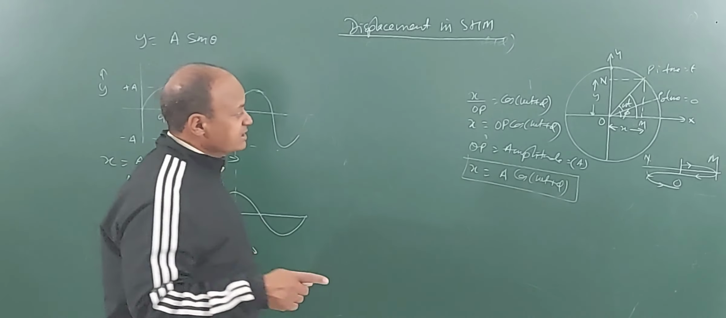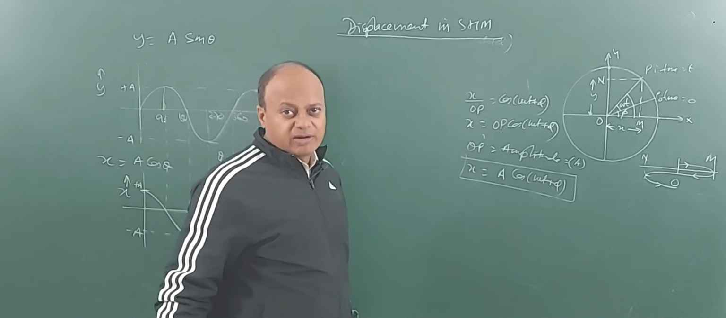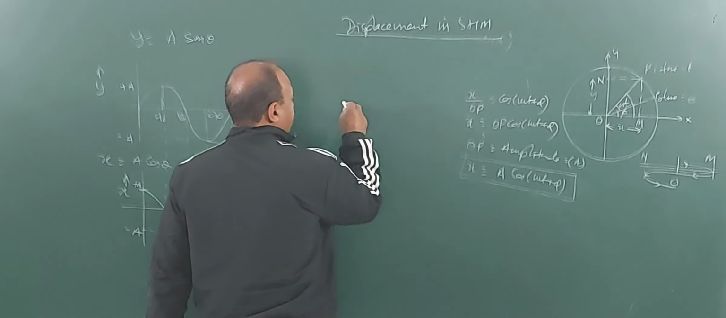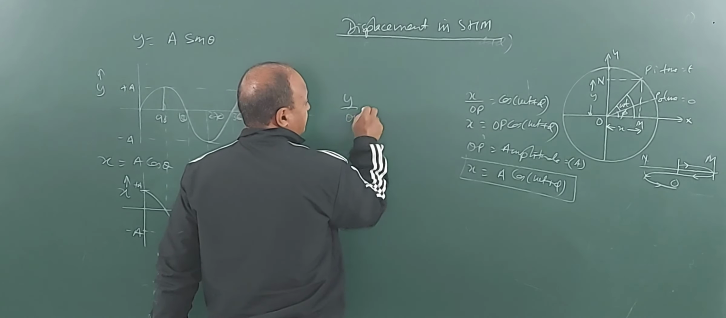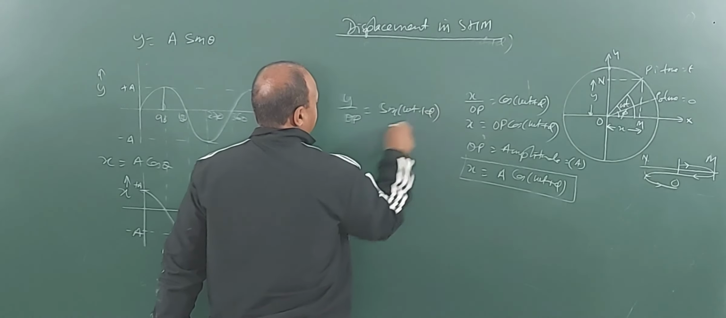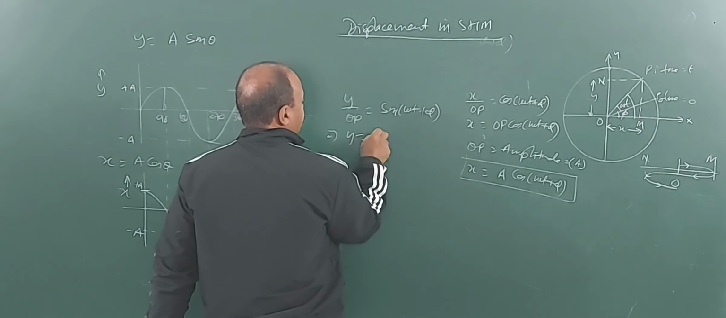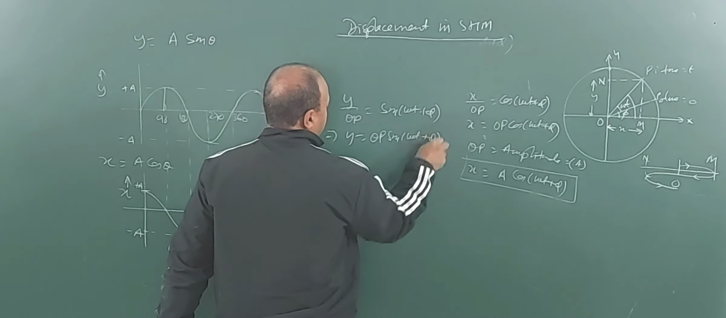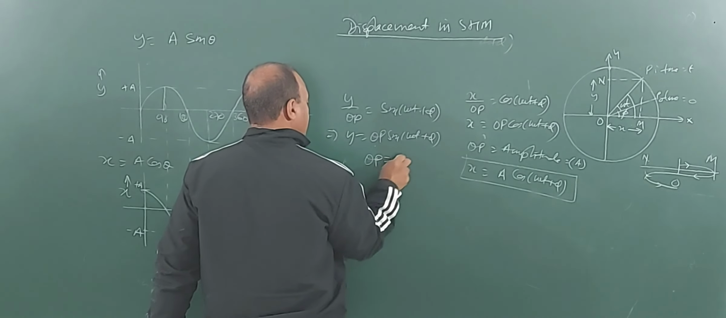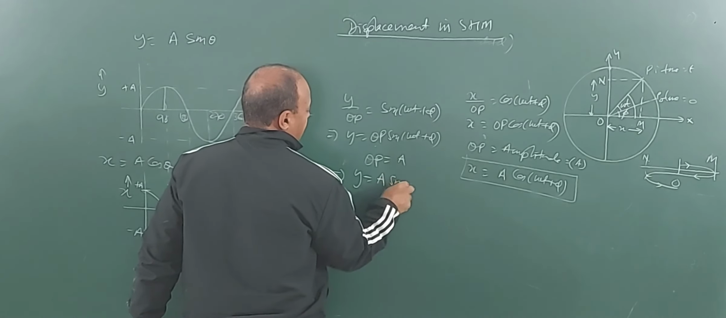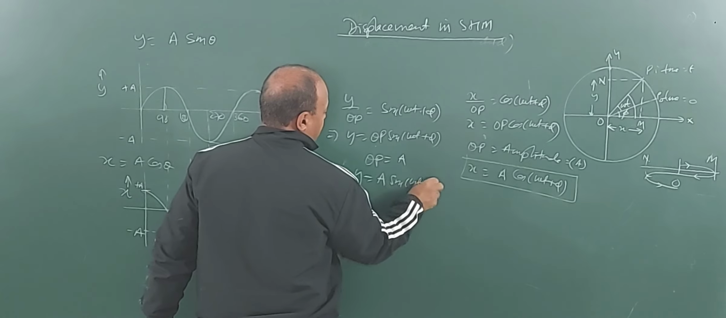Now we can simultaneously calculate displacement along y axis also. And how will you do this? For y axis displacement, children, y by OP will be equal to sin(omega t plus phi). So y will be OP sin(omega t plus phi), and OP is the amplitude, that is A. So y is equal to A sin(omega t plus phi).